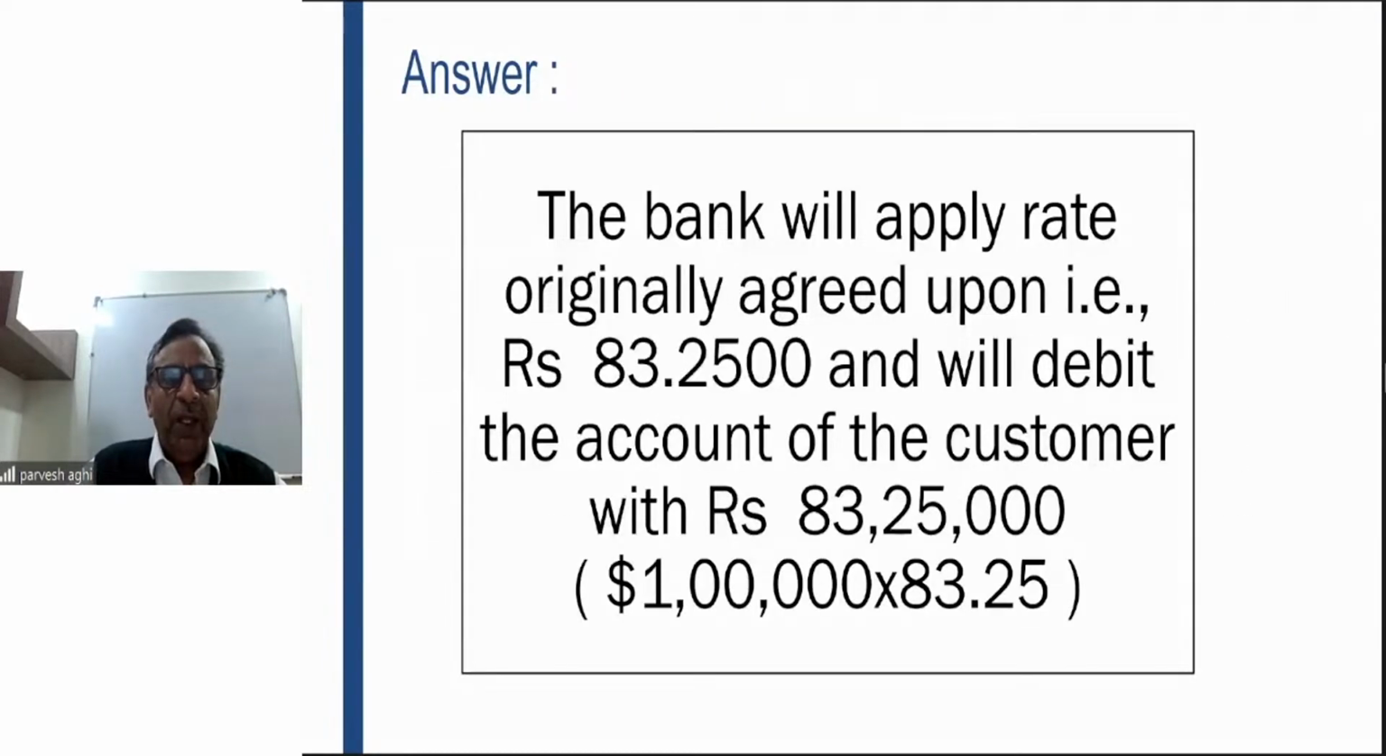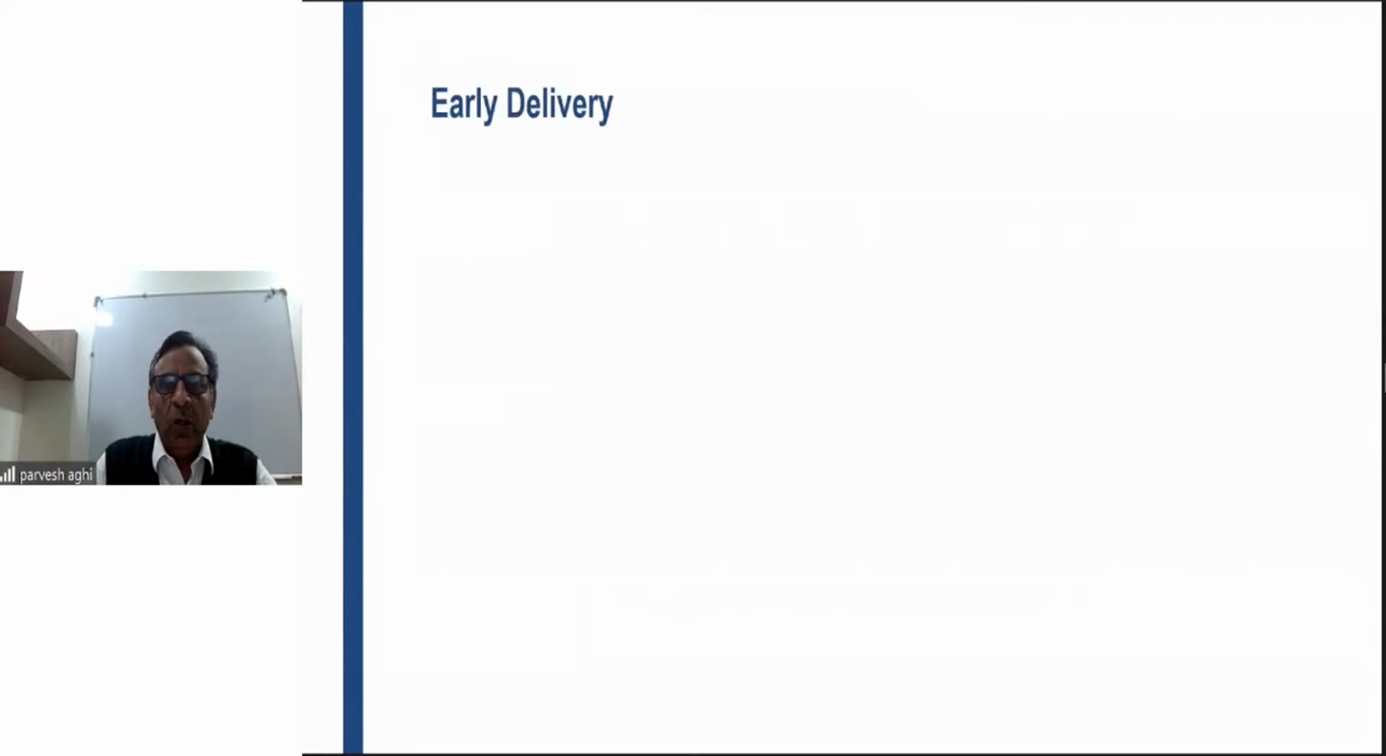So the bank will apply the original rate, which is 83.25, and will debit the customer's account with rupees 83,25,000, which is 1 lakh multiplied by 83.25. Since you're going to go to the bank and purchase these dollars because you're an importer, the price is 83.25. So you have to pay 1 lakh into 83.25. So this is simple. Next question I'm going to solve on the board.